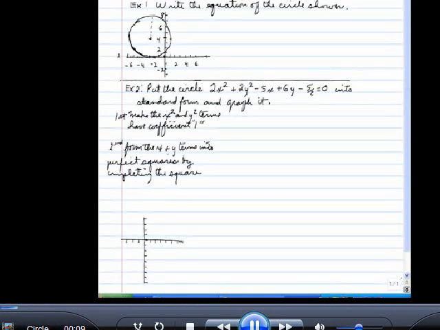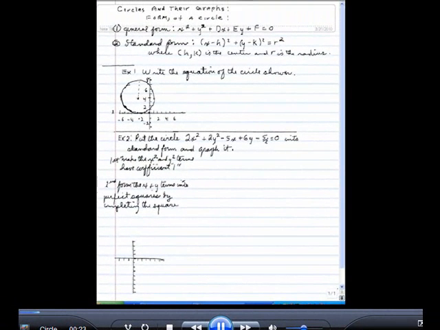This podcast is called Circles and Their Graphs. We will be studying the different forms in which you can write the equation of the circle, and in particular we'll be looking at the utility of something called the standard form of a circle.